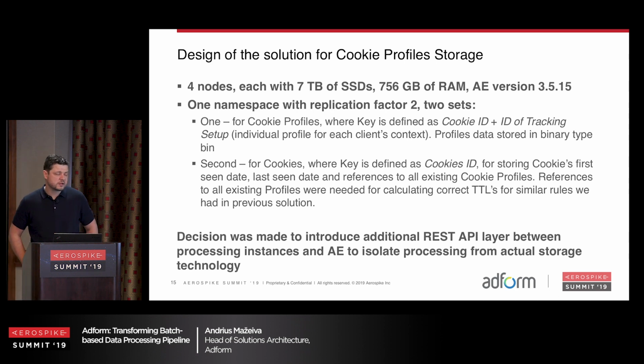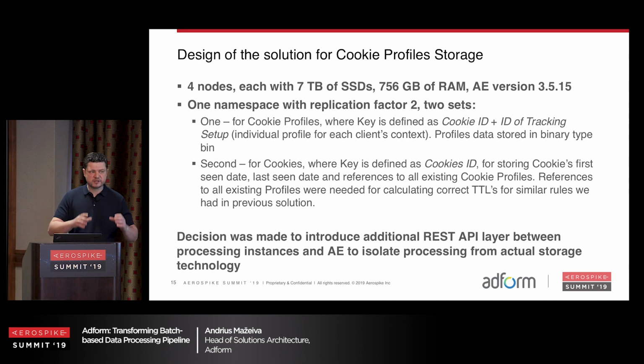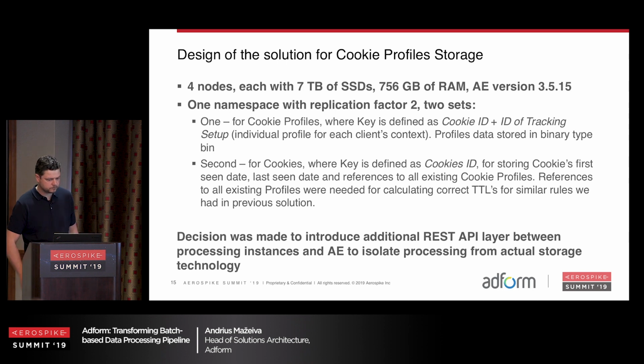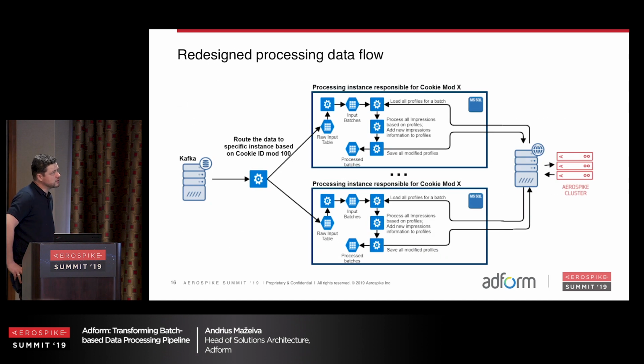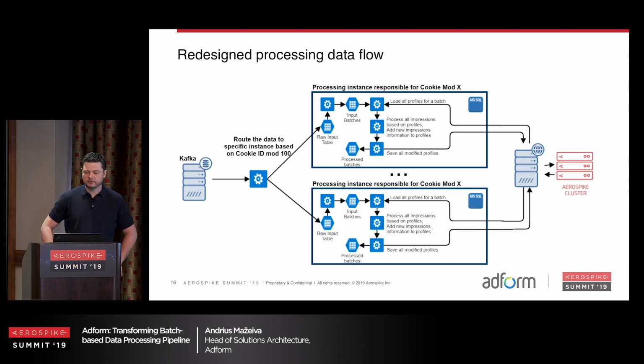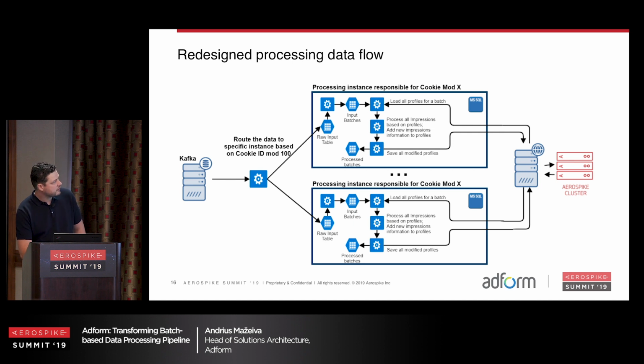And a decision was made to introduce an additional REST API layer between the processing instances and Aerospike, to isolate the processing solution from the actual storage we're using, and to isolate from this custom logic we have to have for maintaining these references, time to lives, and other stuff. Okay, so how did the redesigned processing data flow look in the solution? We have everything the same. We introduced the API layer, as I mentioned. And yeah, loading, doing the stuff, saving it back.